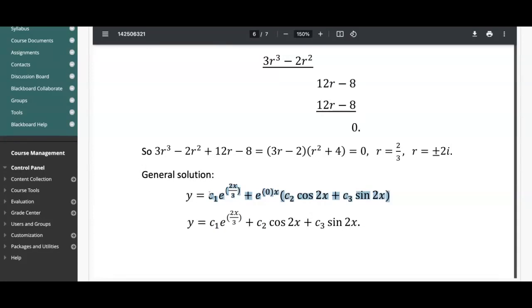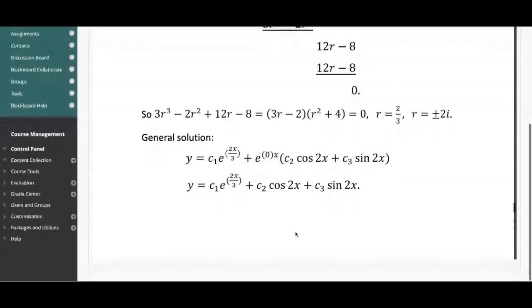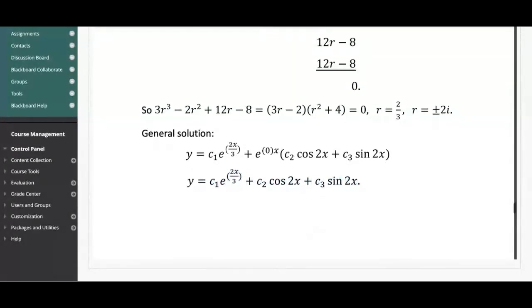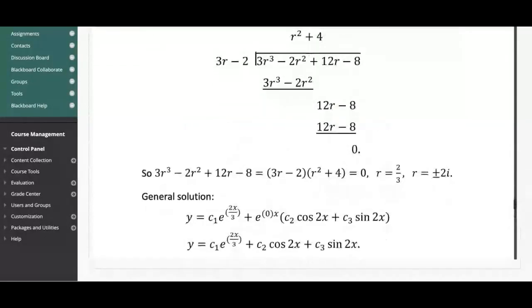So this is a general solution. This is the solution for the real part, and this is the solution for the complex part. Simplify a little bit, so we get this. Anyone has any question?